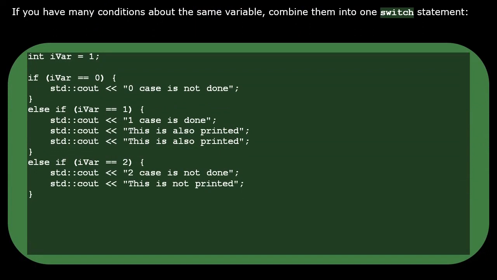Consider this series of if and else if conditions. They are all testing the equality of the same one variable, it being equal to various possible values. Because this programming pattern is common, C++ has a special syntax for it called a switch statement.